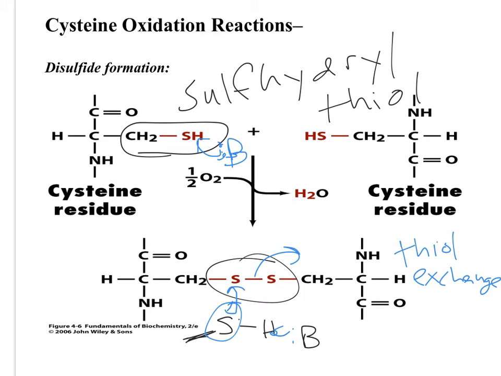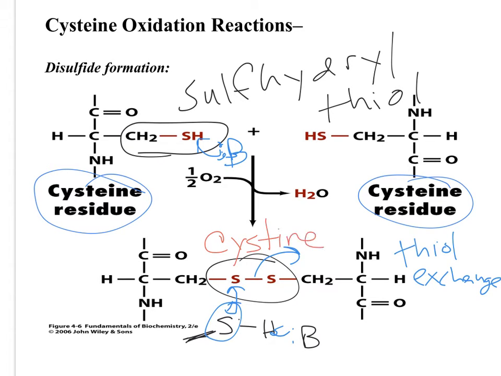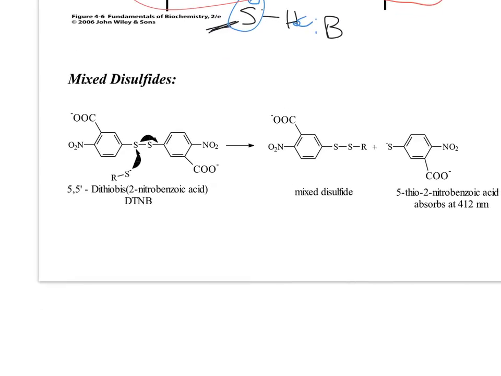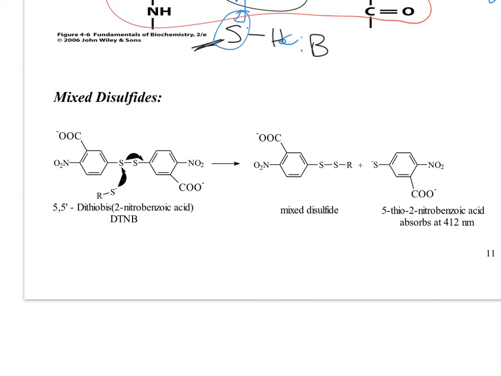When you have two cysteine residues that come together and form one of these disulfides, we call it cystine. Cystine is what we call two cysteines that are in a disulfide bond interaction. You'll see that later when we go through some primary structure stuff a little bit later.